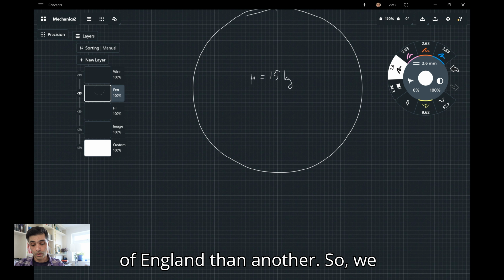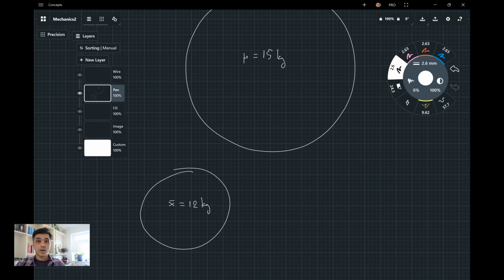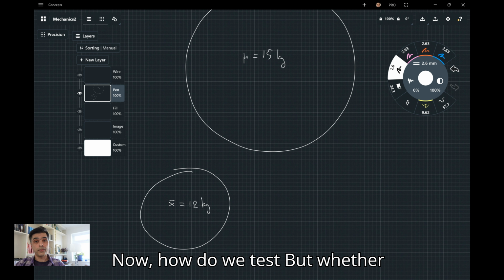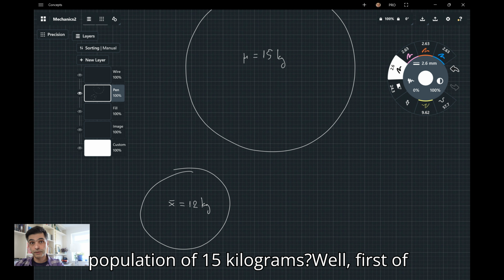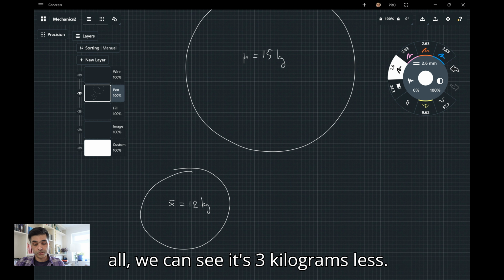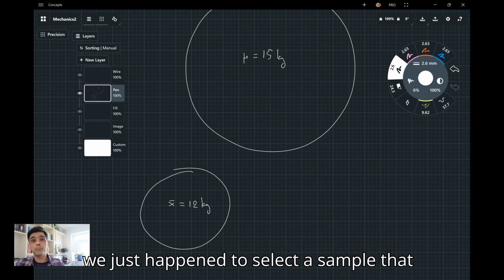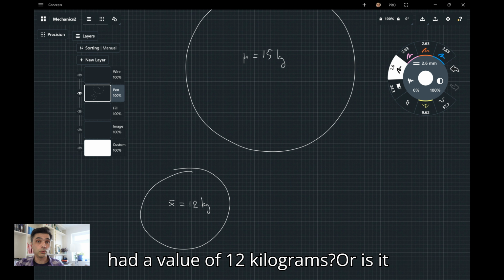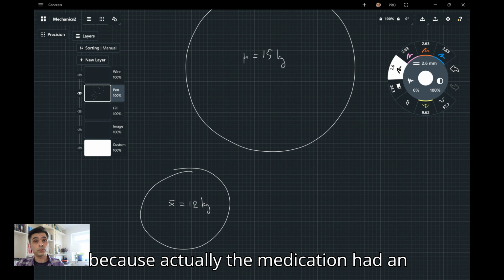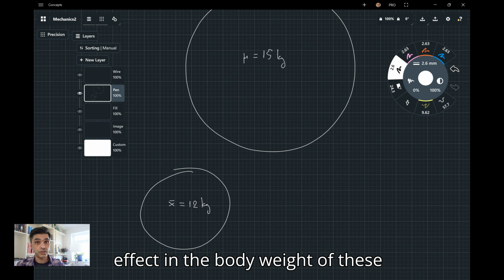So we take this random sample of our patients, and we find out that the mean value of the body weight of these patients is 12 kilograms. Now, how do we test whether this mean value is different than the mean value of the whole population of 15 kilograms? Well, first of all, we can say it's 3 kilograms less. But is that due to a normal variation? Is it because we just happened to select a sample that had a value of 12 kilograms? Or is it because actually the medication had an effect on the body weight of these animals?